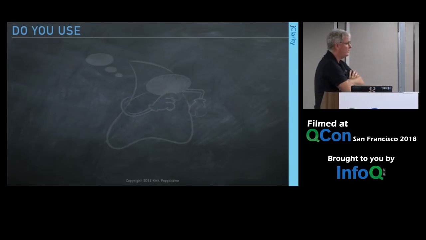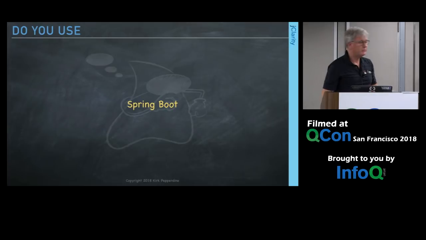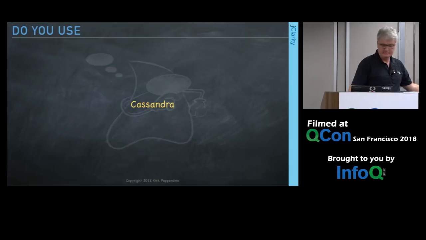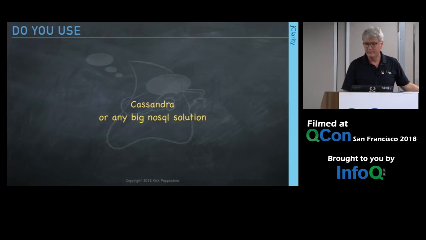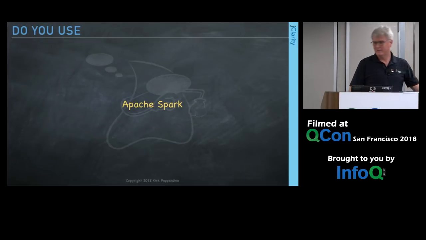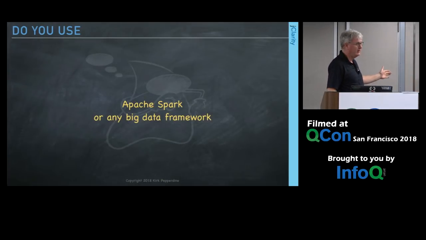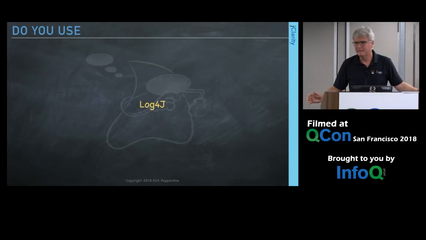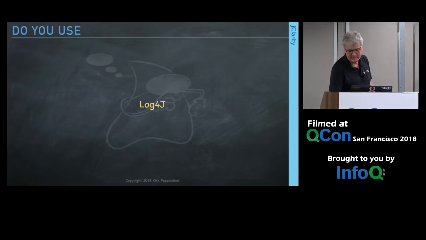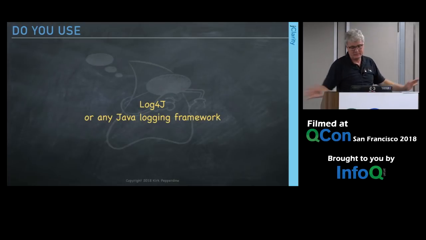Okay, so the question is, do you use Spring Boot? Cassandra? Or, just to be fair, any other NoSQL solution? Apache Spark? Yeah, we got it. Okay. Or any other big data solution? Log4j? Logback? Okay, I hate to ask this one. JDK logging? Nobody. You guys are all crazy. Actually, we use JDK logging. Or any logging framework for JSON.